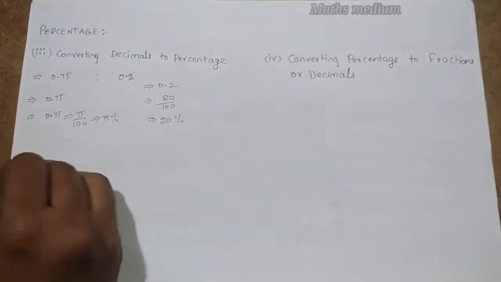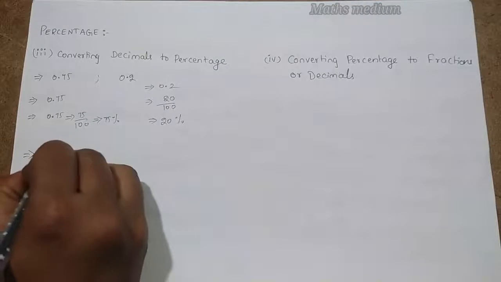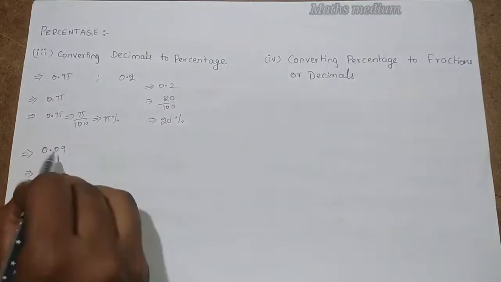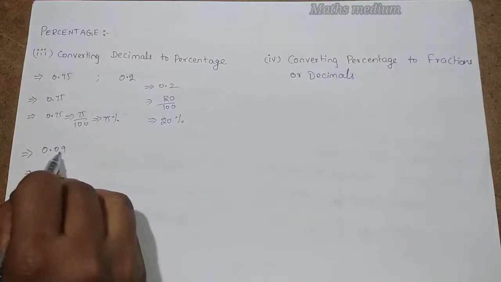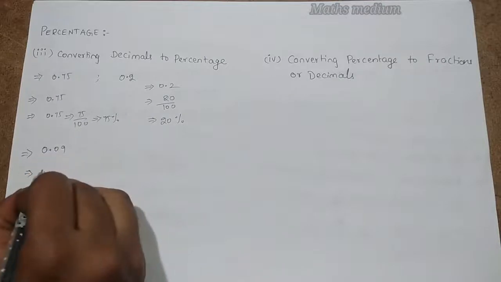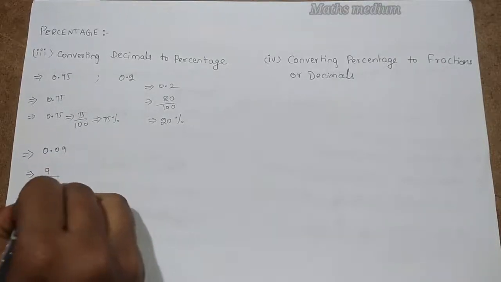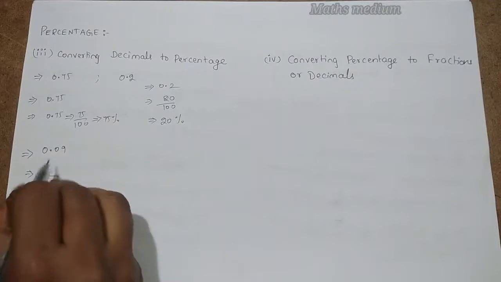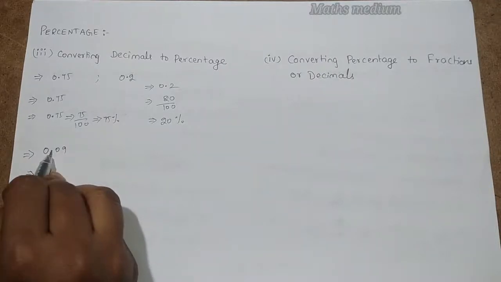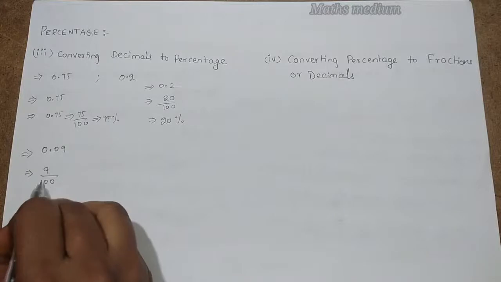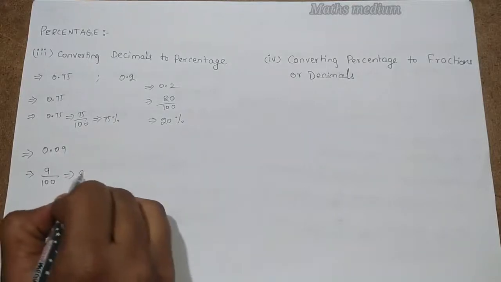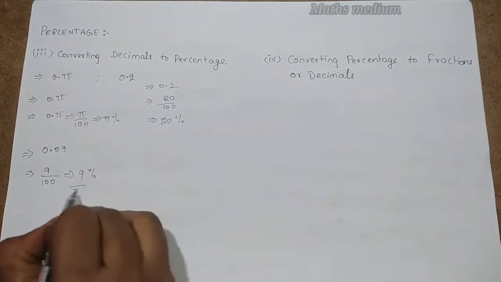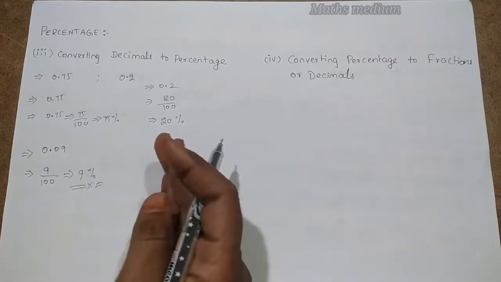If you take another example, 0.09, how would it be? Here we have two digits after the point, so it is 9 by 100. It means that if you want to convert this, after 2 digits we put a point here. That's why it is 9 by 100. So it is 9%. So this is converting decimals to percentages.